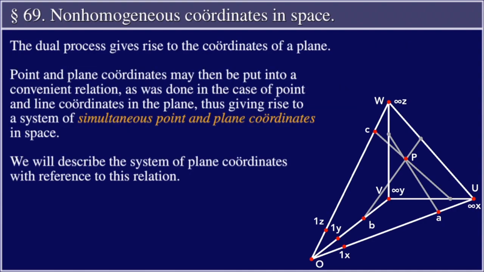The dual process gives rise to the coordinates of a plane. Point and plane coordinates may then be put into a convenient relation, as was done in the case of point and line coordinates in the plane, thus giving rise to a system of simultaneous point and plane coordinates in space. We will describe the system of plane coordinates with reference to this relation.